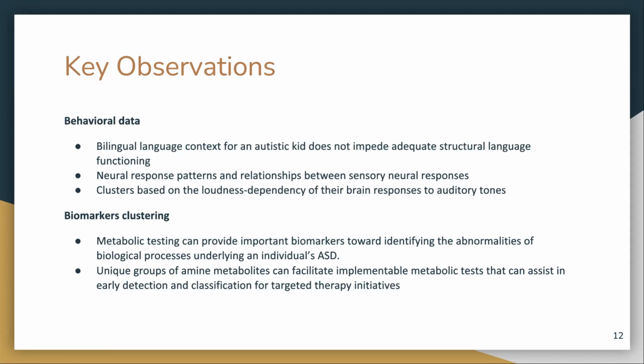Moreover, the combination of genetic findings and clinical observations in autism spectrum can define a situation in which frequent and unusual variants combine to create a diagnosis. Metabolic testing can provide important biomarkers toward identifying the abnormalities of biological processes underlying a person's autism spectrum disorder. One study actually tried to identify a subset of people with autism spectrum disorder based on their vitamin B6 responsiveness.